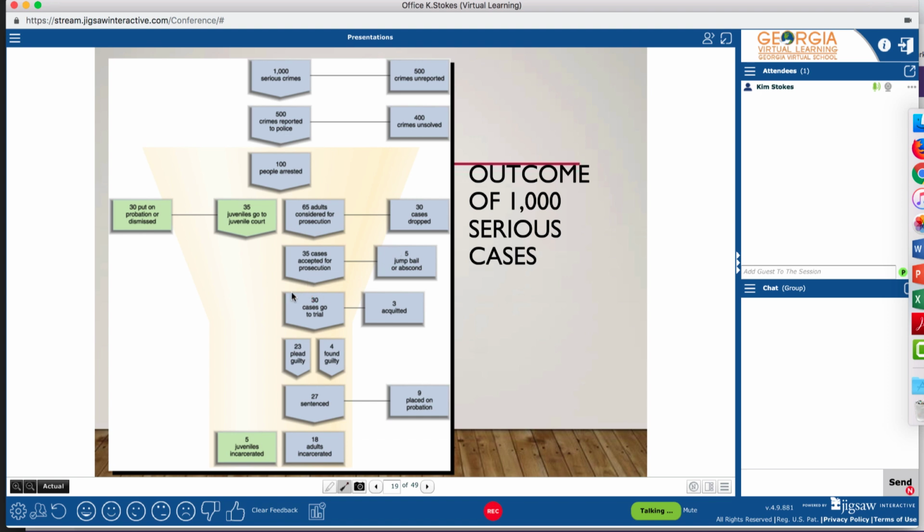Of the 35 cases accepted for prosecution, 30 of the cases go to court or to trial. 3 of those are acquitted. Of the 30 cases that go to trial, 23 plead guilty, 4 are found guilty. Of the 27 that are sentenced, 18 are adults that are incarcerated, 5 are juveniles that are incarcerated, 9 are placed on probation. This graphic is just here to give you an insight into the criminal justice system.